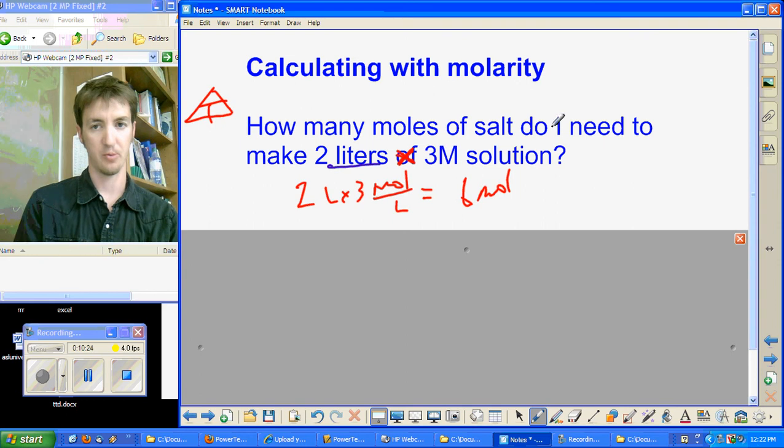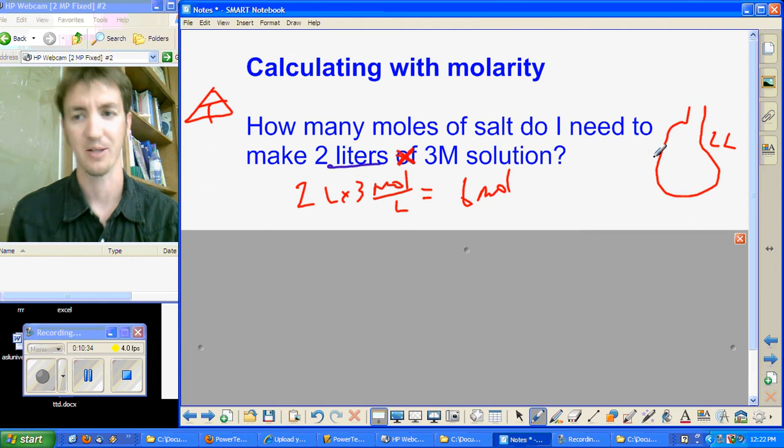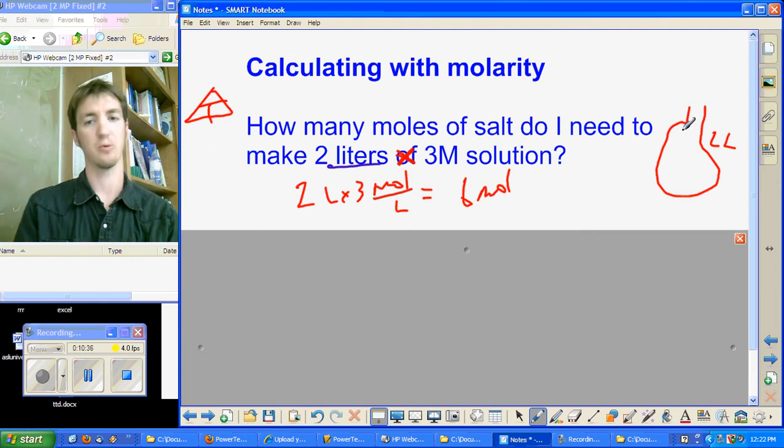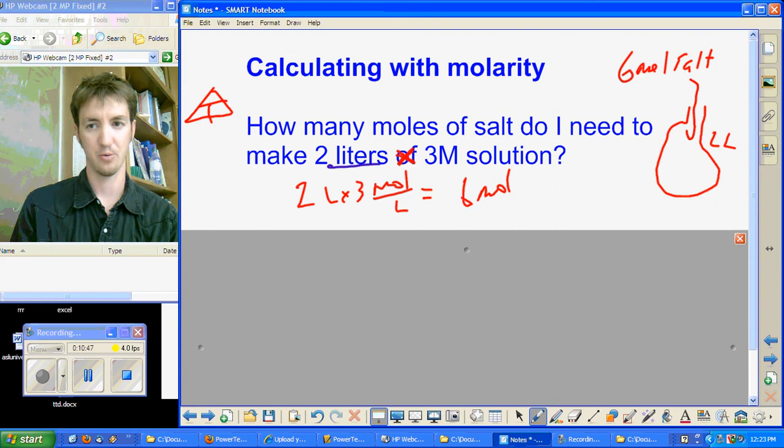So how many moles of salt do I need? If I want to do that, it means I take a 2-liter bottle or a stomach. I think they have about the same. No, they have different capacities. A 2-liter bottle or a stomach, but I have to put 6 moles of salt into that 2-liter bottle and then fill it up with water. That will make a 3 molar solution.